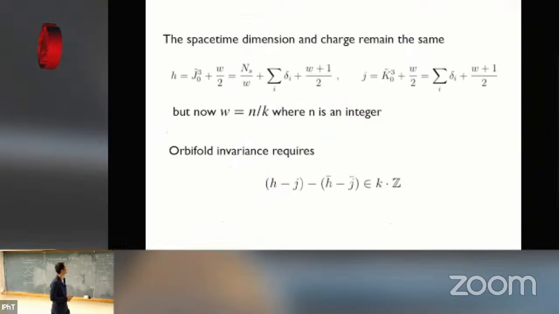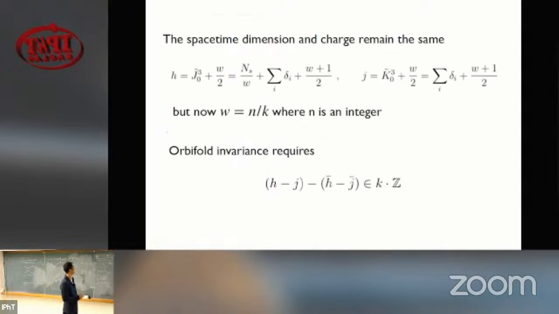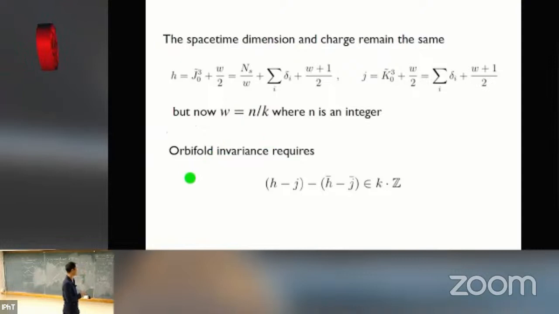You can put this orbifold generator on the worksheet and do the usual orbifold procedure: use the S transformation, find the spectrum and the twisted sector. You will get the same formula for the charge and dimension, but now the W can be fractional in units of 1 over k. Originally, the W must be an integer before the orbifold, but because of the orbifold, you can go partially around the original AdS, so now the W can be fractional. We also need the orbifold projection to require the state to satisfy this condition.